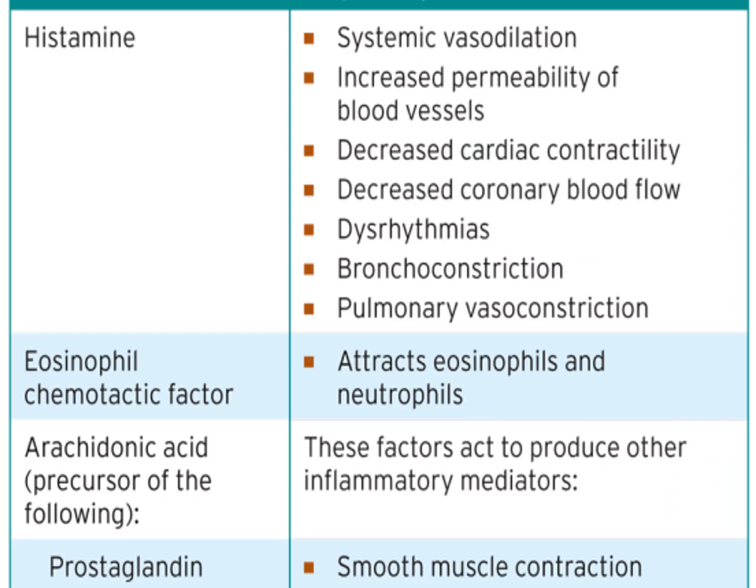And so here's all of those chemicals. And again, this is something that's in your book, good note-taking material right here. A histamine causes vasodilation and increased permeability in the blood vessels. It's going to decrease contractility and decreases your coronary blood flow. It then makes you a little bit more prone to dysrhythmias. It will cause bronchoconstriction and pulmonary vasoconstriction.